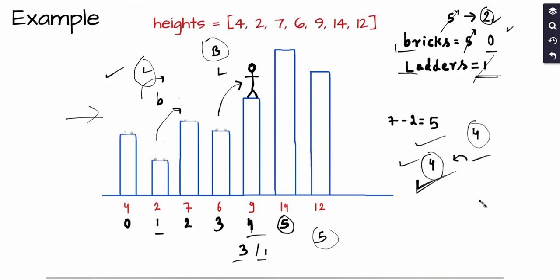But this is a very naive case where the order of steps did not affect the final answer. We do not always have such scenarios. In some test cases, in a more general test case, the final answer is affected by the choices that we make while using our bricks and ladders. So let's try to build a solution for this problem.